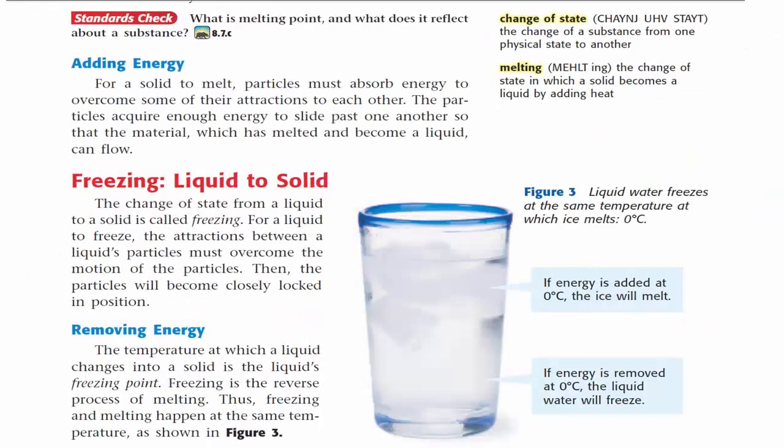Adding energy. For a solid to melt, particles must absorb energy to overcome some of their attractions to each other. The particles acquire enough energy to slide past one another so that the material, which has melted and become a liquid, can flow. Freezing, liquid to solid. The change of state from a liquid to a solid is called freezing. For a liquid to freeze, the attractions between a liquid's particles must overcome the motion of the particles. Then, the particles will become closely locked in position.